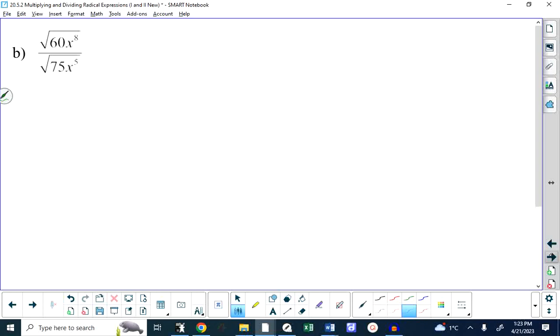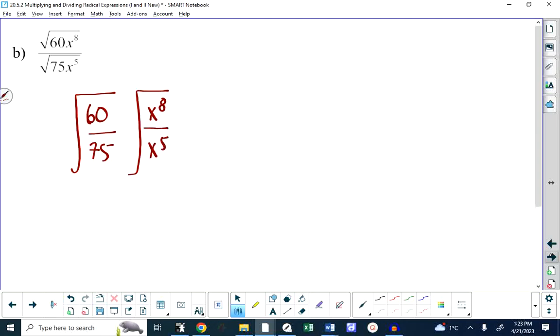The square root of 60 x to the 8 over the square root of 75 x to the 5. Okay, what do we get here? This is as an entire square root for the coefficients, 60 over 75, and then the x's. Does 60 over 75 simplify? I think it's 4/5. So this is the square root of 4/5, and this is the square root of x cubed.